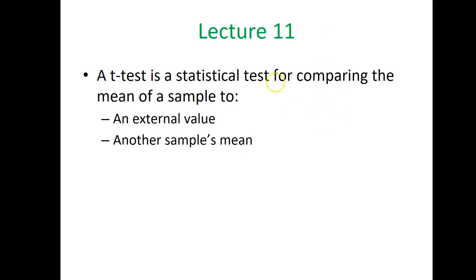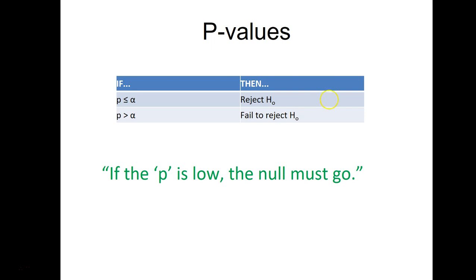Or we can compare the mean values of two separate samples. Like, is the mean mark of two classes the same? So we looked at p-values then, and we said the p-value tells us whether or not to reject the null hypothesis. If we reject the null, we are saying that our observation is statistically significant.